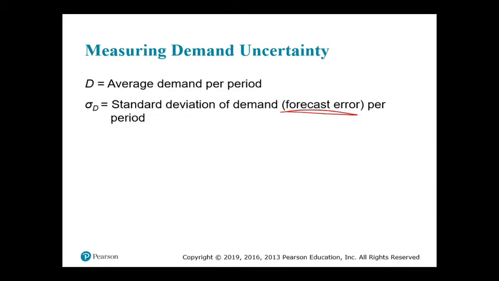Right, so the longer before the selling season we have to place an order, generally the higher the forecast error, and so the bigger the sigma D.